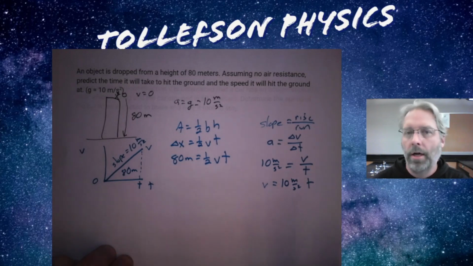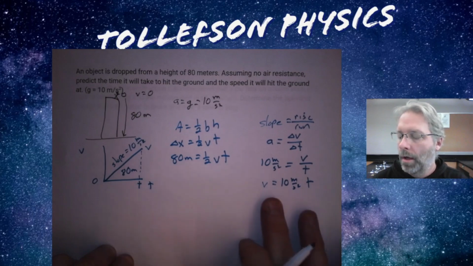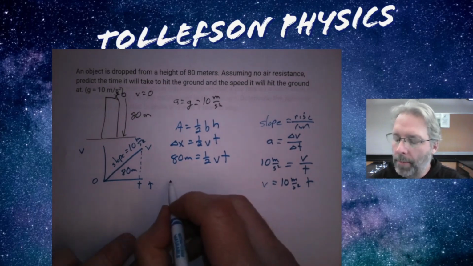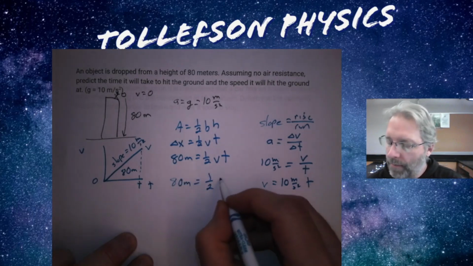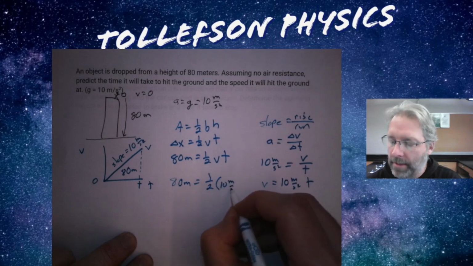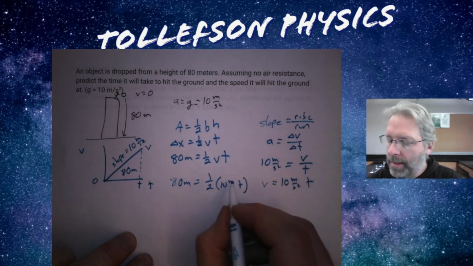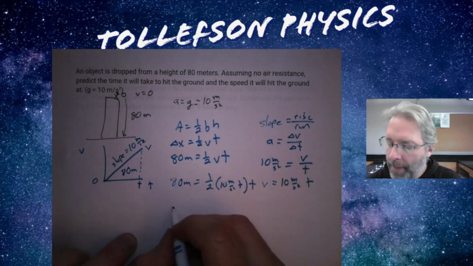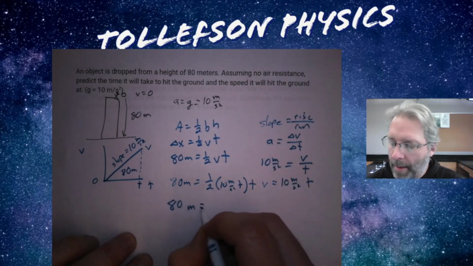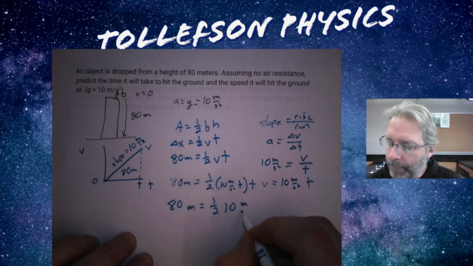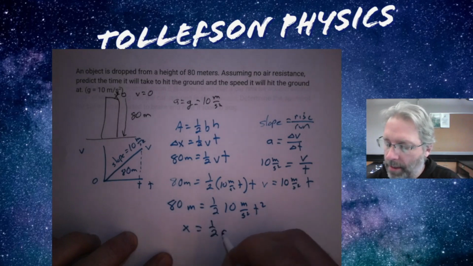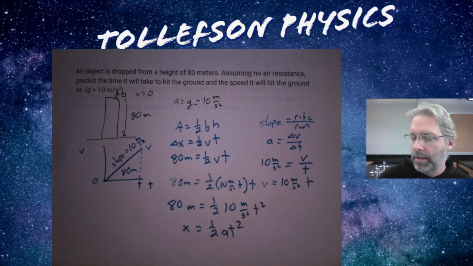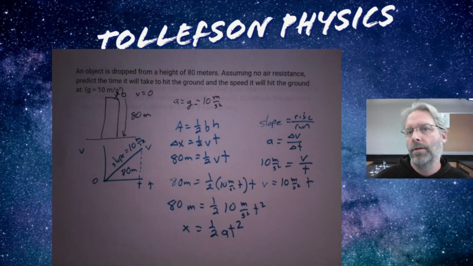But now what I have is what's called a system of equations: two unknowns, two equations. So I need to combine these equations. I'll end up with 80 meters equals 1/2, and then put this in for v. I'll put parentheses around it so we can see that's what v is: 10 meters per second squared times time times time. Let's simplify that by combining the t's. Now this looks like an equation that you may have seen before, which is x equals 1/2 at squared, which is valid when the initial velocity is 0 and the initial position is 0.